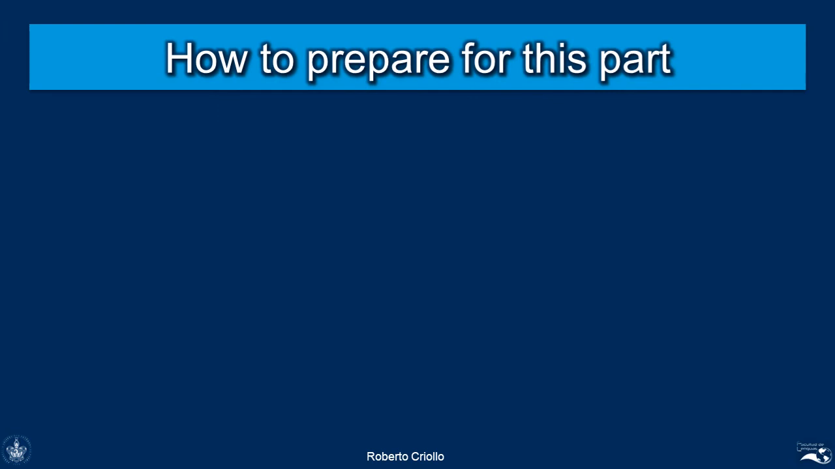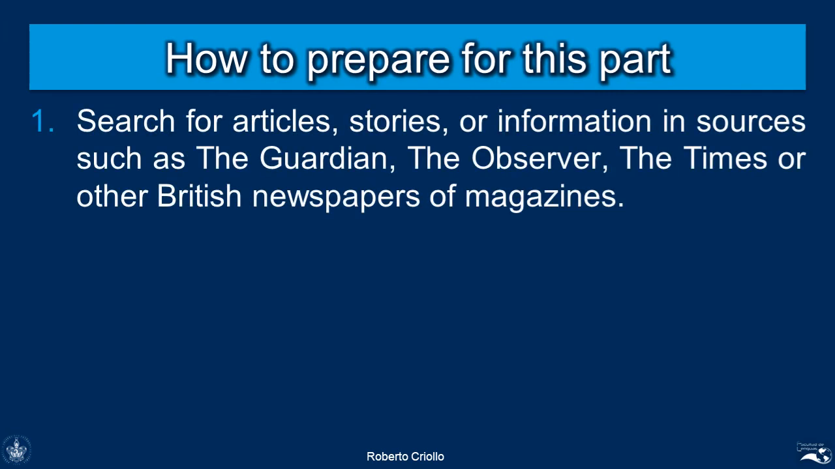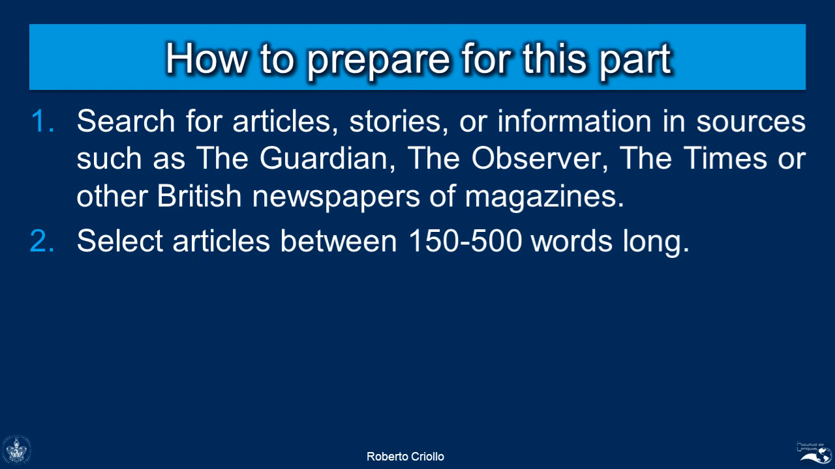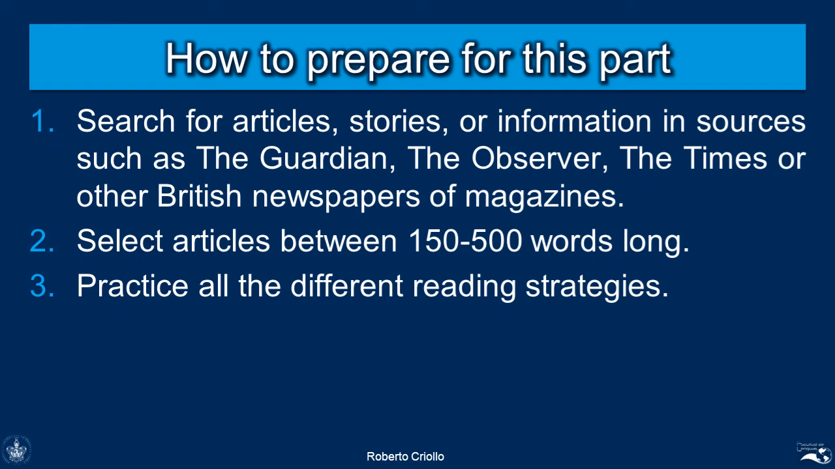Now, how can we prepare for this part? Well, the thing is that you need to read. You need to read real articles. So I suggest that you select some from The Guardian, The Observer, The Times, or any other British newspapers or magazines. And then you can select some articles that are between 150 and 500 words long, not too long either, something relatively manageable that is similar to the ones shown in the exam. And finally, you are going to practice all of the different reading strategies that I mentioned before.